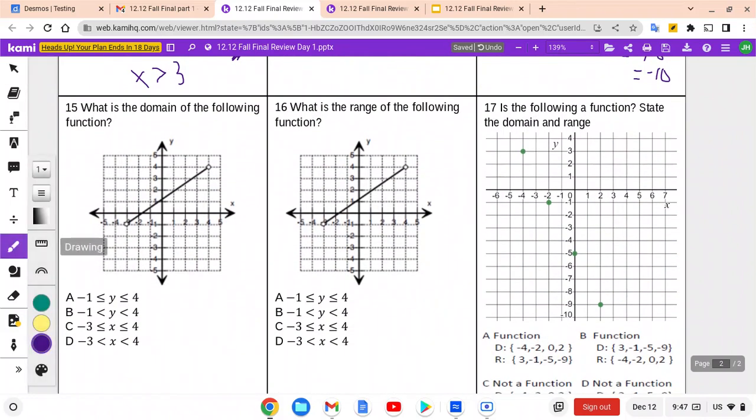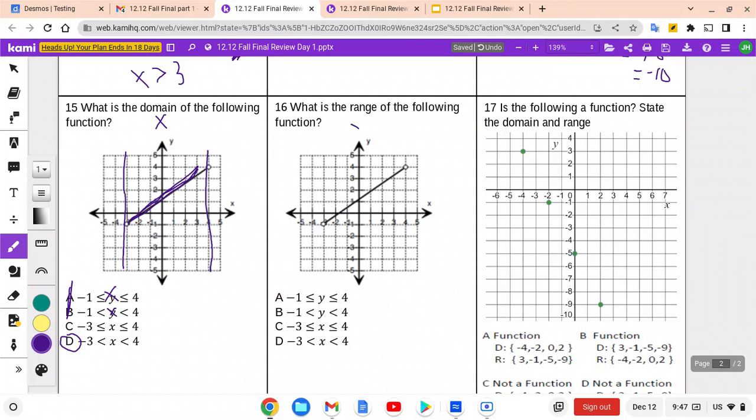Remember, domain is x, so it can't even be A or B. They don't have x in them. So the question is, is it C or D? Well, notice the circles are empty, so it's not equal to. The answer is D. So this dude lives in between x of negative 3 and x of positive 4. That's his domain, but not equal to those guys.